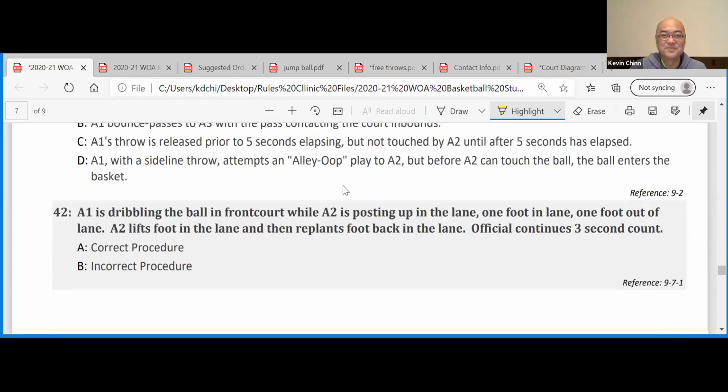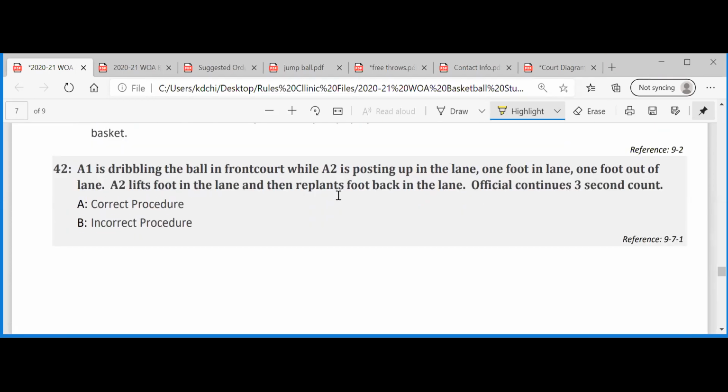42. Okay. A1 is dribbling the ball in front court while A2 is posting up in the lane, 1 foot in the lane, 1 foot out of the lane. A2 lifts the foot in the lane, and then replants the foot back in the lane. Official continues the 3-second count.